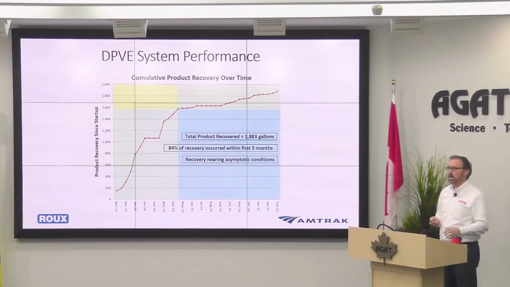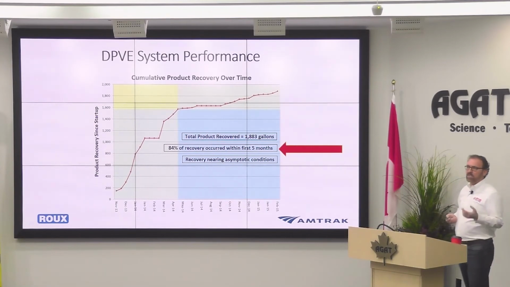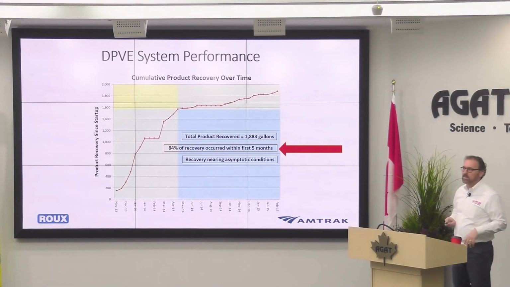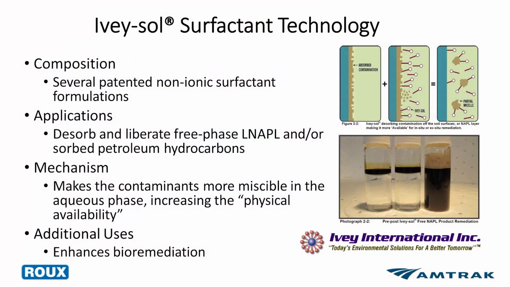Here shows their cumulative mass recovery through the multi-phase extraction system. And the key part was 83% of that mass that recovered over these years of operation happened in the first 5 months. So it got what was readily available. It was that stuff that was absorbed or stuck in those pore spaces that we were there to help them get out.